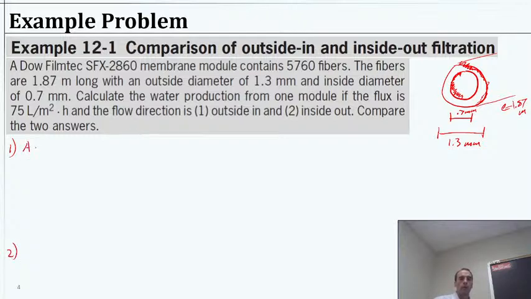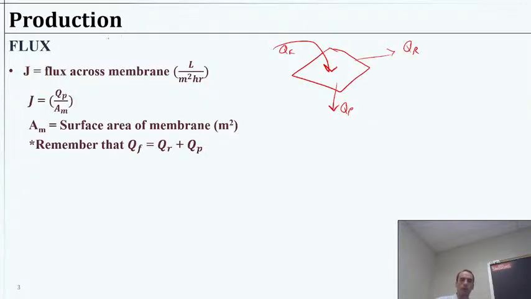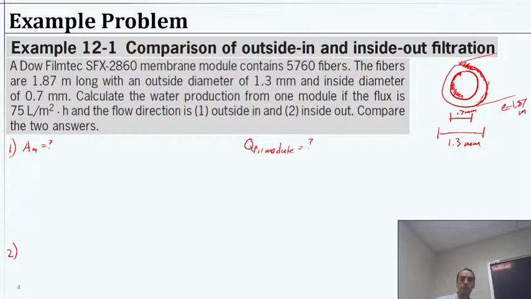So the first thing I would say is the area of the membrane is what for a given module? Because the water production rate, so let's calculate the water production from one module, I would say that's QP for one module. That's sort of what we're after. So to get there, we're going to want to look back on our flux a moment ago, right? QP, we can say, is equal to the flux times the area. We were given a flux, so we need to solve that area of the membrane in one module, right?